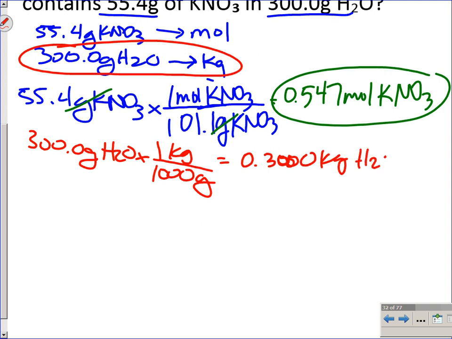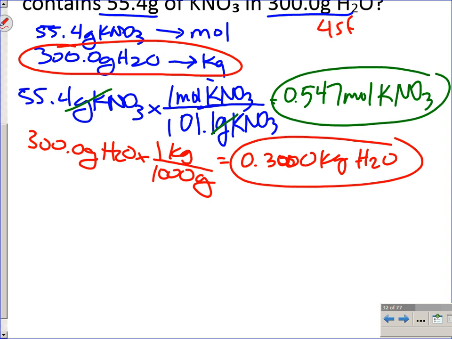Okay. So I have 0.3000. I think I didn't add a 0. Yeah, so there's 4 sig figs there. And with respect, 0.57 moles. 547 moles. Please, thank you.